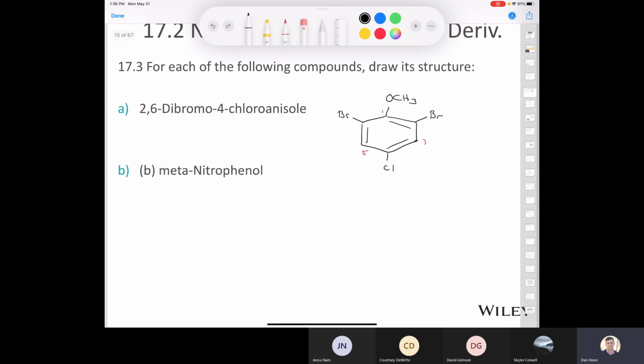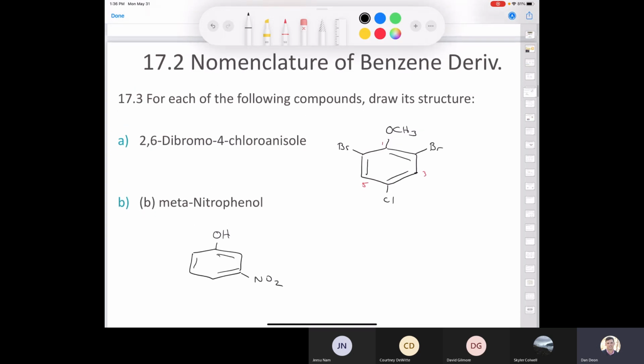Next one is meta-nitrophenol. So we'll start by putting our phenol here. And if it's meta, well, it's 1,3 substituted. So we have a nitro group over here like that. All right. Well, that's a little bit of nomenclature of benzene derivatives. Again, I think the hardest part of benzene derivative nomenclature is memorizing those 8 benzene derivatives that you're expected to know the common names of.